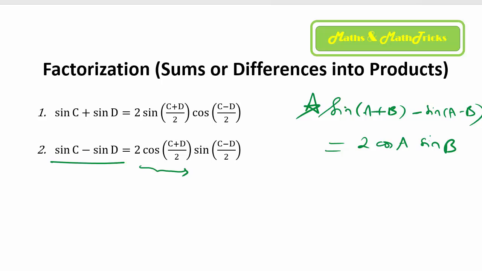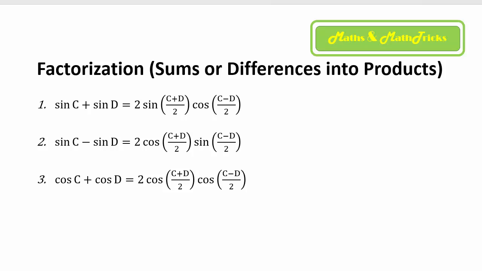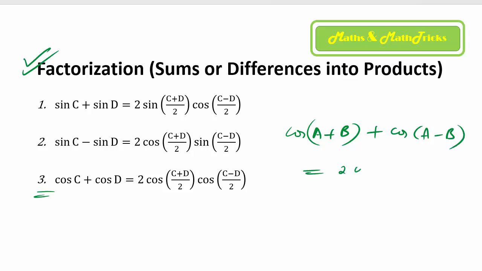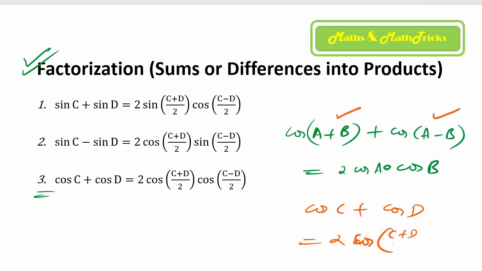Alright, and you can understand the same thing now for cos C plus cos D, the number 3 formula under the factorization category. Cos C plus cos D is the resultant of cos of A plus B plus cos of A minus B. You know this turns out to be 2 times cos A cos B, but in our question, they will not always give you the splitting into A plus B, A minus B. Moreover, you can take them as cos C plus cos D, so that ultimately you can express the A and B there as C plus D by 2 and C minus D by 2. Got my point? That is your formula number 3.